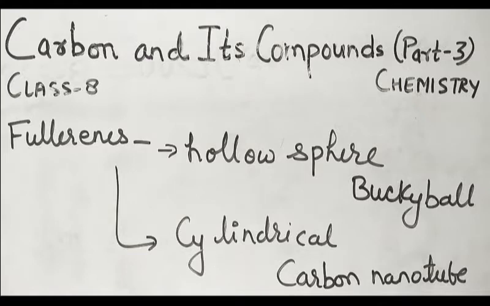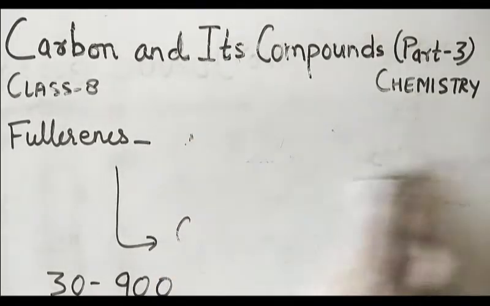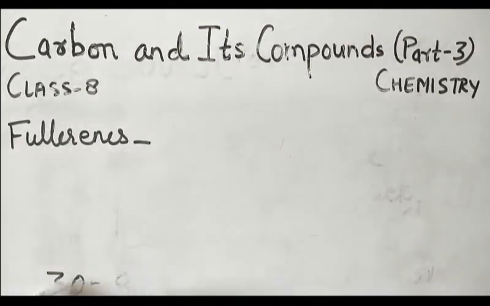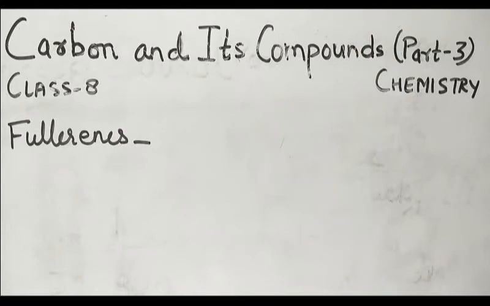And the carbon atoms vary in this fullerene. That means the number of carbon atoms can vary. It may be from 30 to 900 carbon atoms. That means as per the number of carbon atoms, they form different shapes. Okay, now let us see the physical properties of the fullerenes.